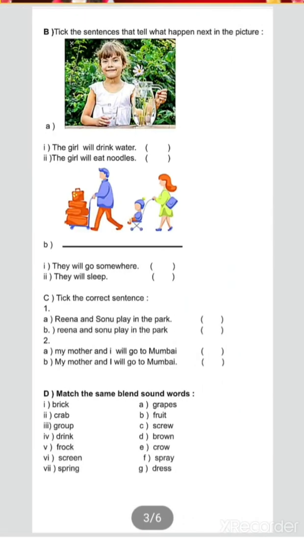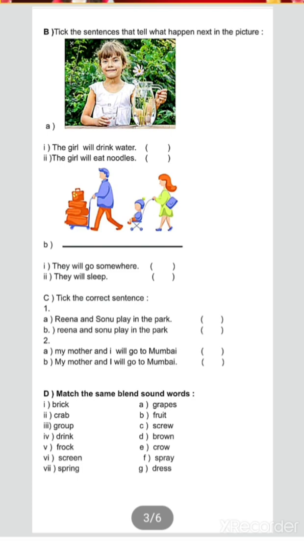Next picture. See, here are people who are carrying bags. So what will they do here? What will happen next in the picture? They will go somewhere or they will sleep. When you pack your bags, why are you packing your bags? For sleeping or for going somewhere? The picture tells that they are going somewhere. They will go somewhere. Okay, let's move towards the next question.